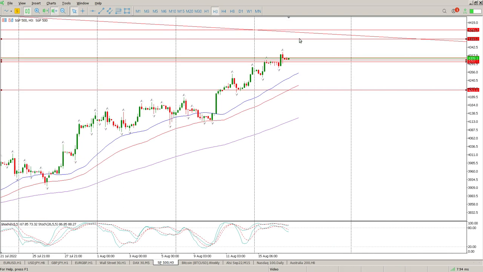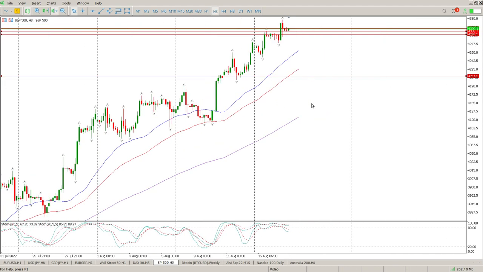So I suspect we are still aiming for 4368 and 4400. That is the next level. And just bear in mind, you've got a diagonal trend line there. So that level goes, then we've got even a bigger upside target. But anyway, trend is up.